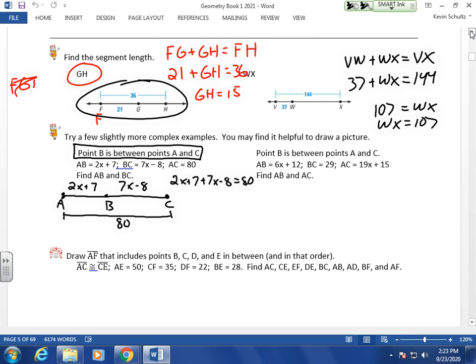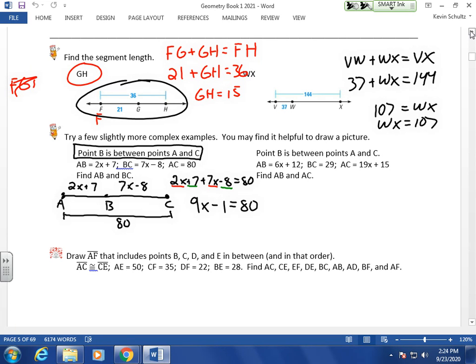Audrey? Yes. What would we get from that? You would get 9x. Good. 2x and 7x is 9x. Good. Yep. Positive 7 and a negative 8 give you a negative 1, which would give us 9x minus 1 equals 80. Excellent.